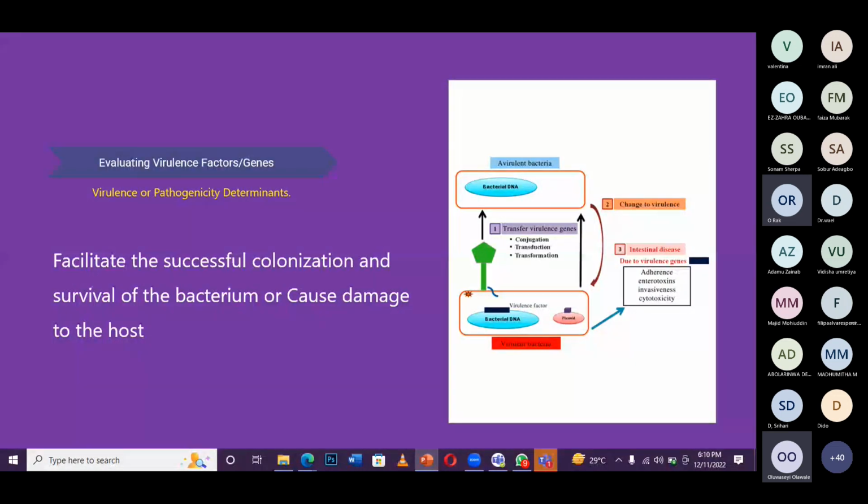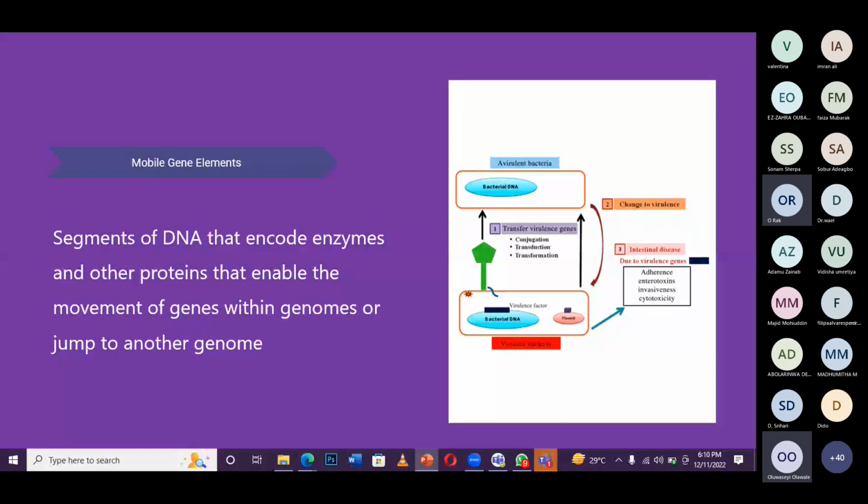Then we have mobile gene elements, like I said, segments of DNA that encode enzymes and other proteins that enable movement of genes within genomes or from one genome to another. That means from one bacteria to another, or between different strains of the same species. Mobile gene elements are how resistance genes and virulence genes spread. And we currently have a global threat presently on AMR.